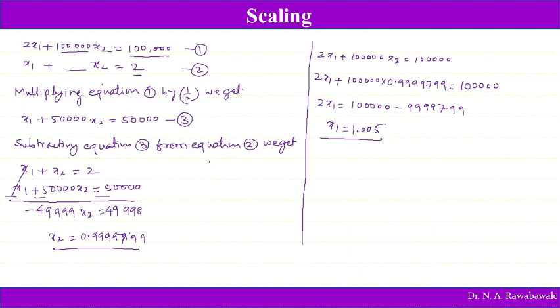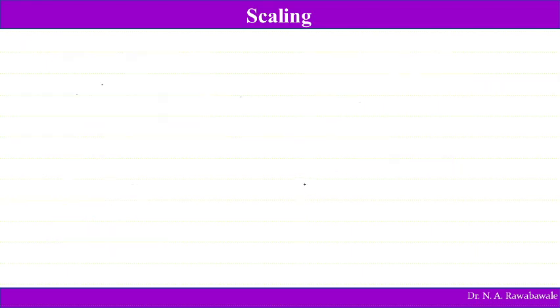Now we will solve the same problem using scaling. The exact answer of this one is x1 is equal to 1. So the true answer is x1 is equal to 1 and x2 is also equal to 1. This is the correct answer. But here, without scaling, we got x2 as 0.9999799, whereas x1 is equal to 1.005, which is close to 1 but not accurate. So it has got error. To reduce this error, scaling is used. So what is this scaling that we see?